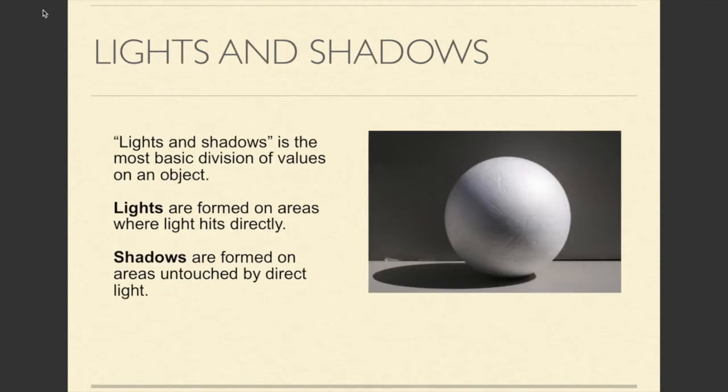So the most basic breakdown within light logic is between lights and shadows. Lights are formed where light hits an object directly, so right here, as well as right here. Shadows are formed on areas untouched by direct light, where the light hits indirectly, right here. So light still falls on shadows. It just doesn't hit it directly. It hits surfaces and bounces back up and hits the shadow section, and the shadow section is darker than the light section.